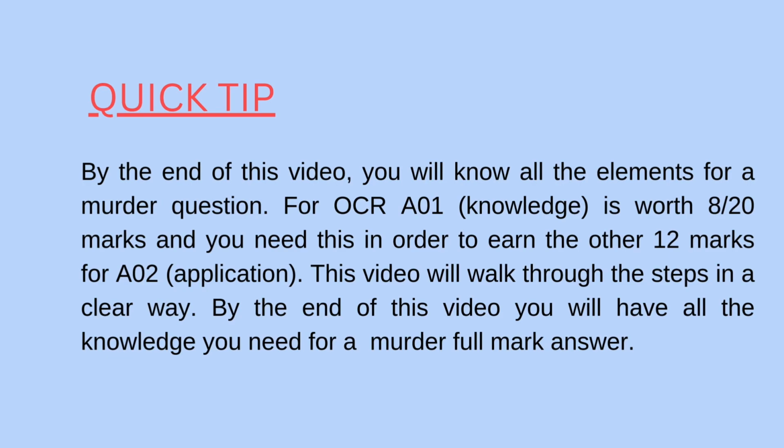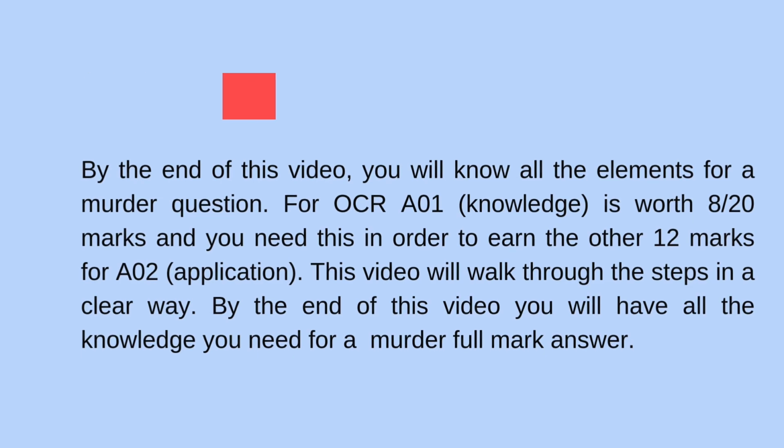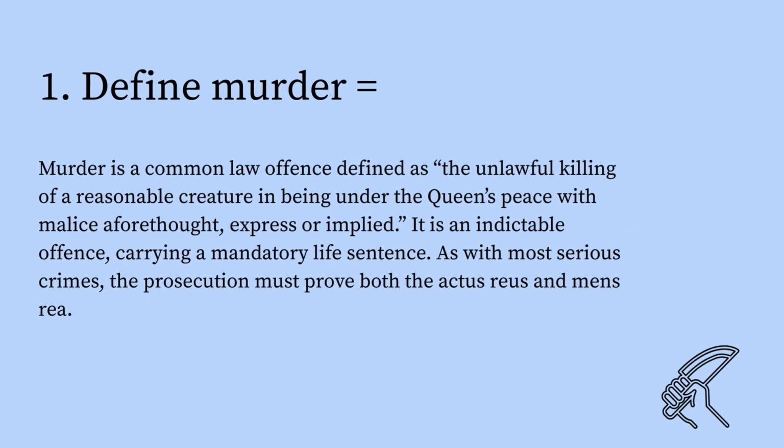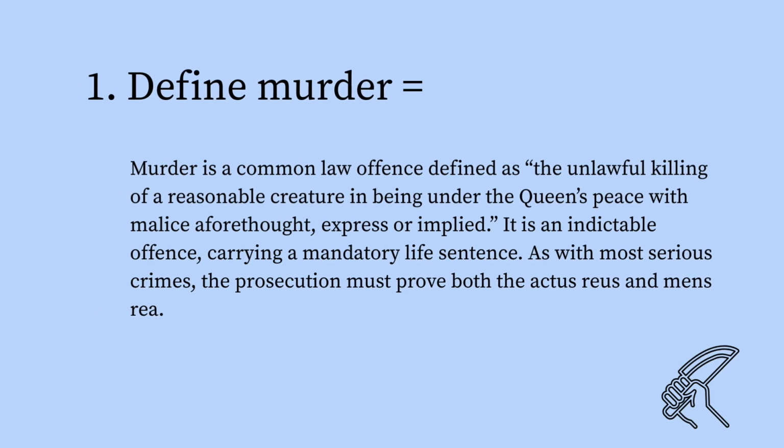I just want you to remember that for OCR, AA1, which is knowledge, is worth 8 marks, and you need this in order to earn the other 12 marks for application. So today, we're going to be going through the steps in a clear way, and this will be your 8 marks for AA1 in a murder question. By the end of this video, you will have all the knowledge you need for a murder question for a full mark answer. So, the first element is define murder.